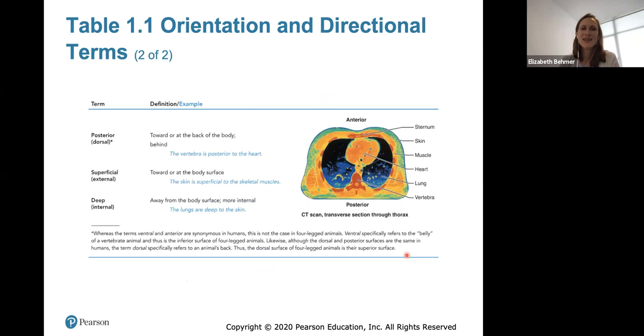Here's a look again at posterior, superficial, and deep, some more directional terms, looking at a CT, a CAT scan, and a transverse section. So the sternum, which is your breastbone, that's anterior to your heart. Your vertebrae is posterior to your heart. Superficial, the heart is deep to the sternum because it's further inside the body. So the heart is deep to your rib cage, which covers it, but the sternum is superficial to the heart because it's closer to the surface.